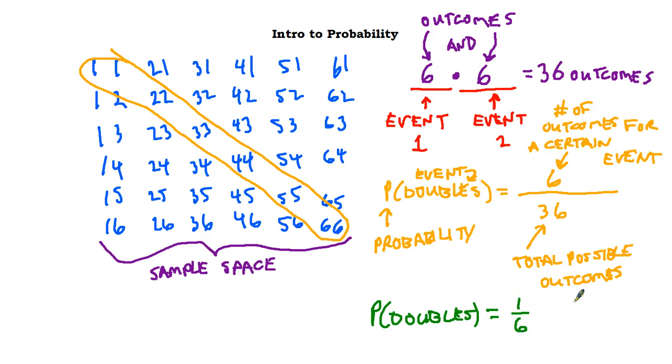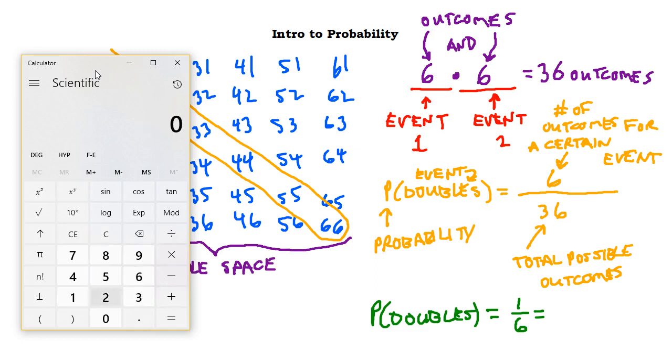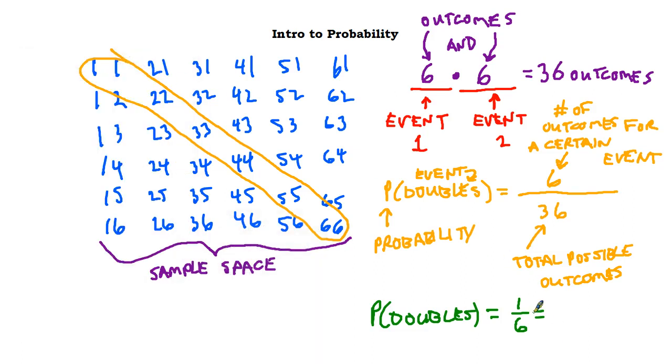We will also write probability in terms of decimals or percents. If we do the math here, it should be 1 divided by 6. That gets us 0.16 repeating, which is approximately 0.17, and 0.17 is equal to 17%. So there are different ways we can talk about probability.